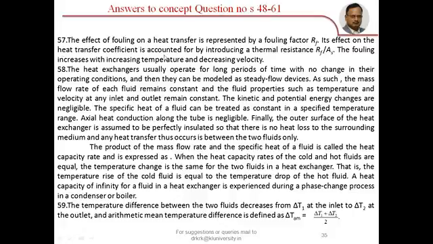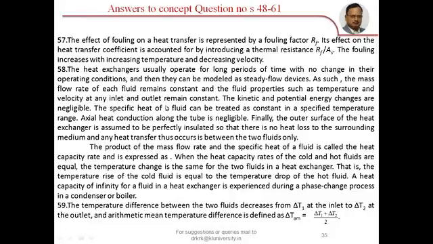Its effect on the heat transfer coefficient is accounted for by introducing a thermal resistance R_f by A_s. The fouling increases with increasing temperature and decreasing velocity. Heat exchangers usually operate for long periods of time with no change in their operating conditions, and then they are modeled as steady flow devices.